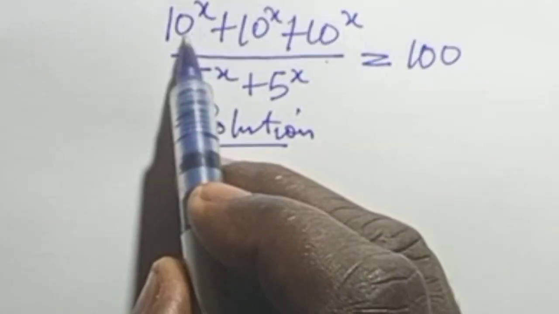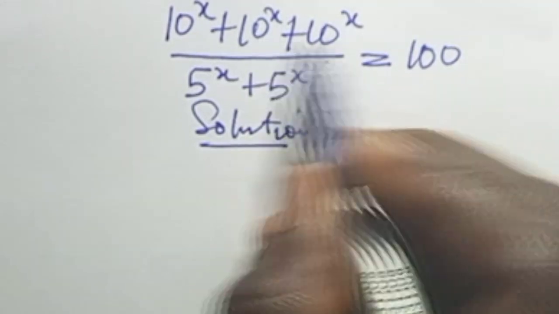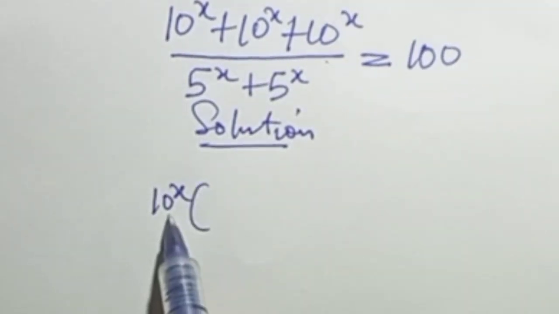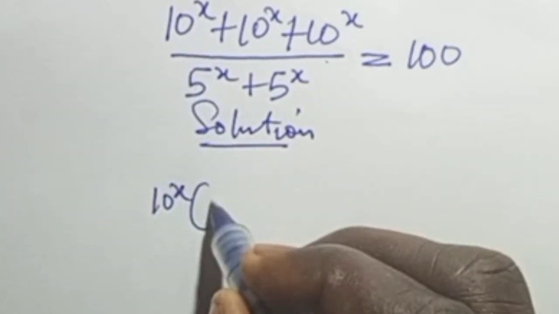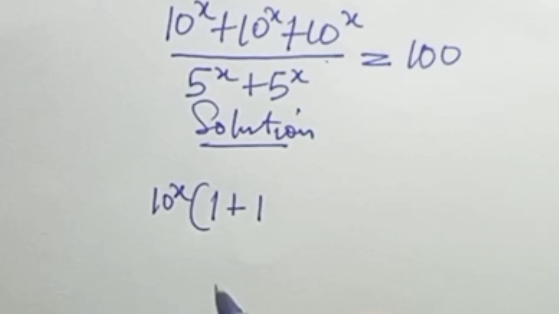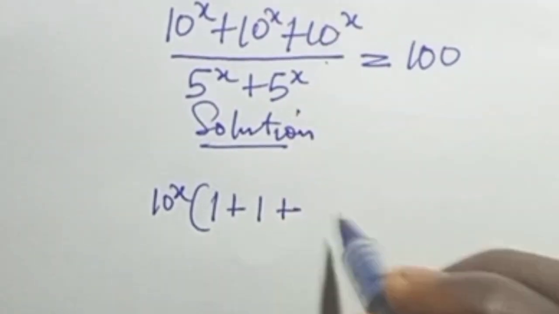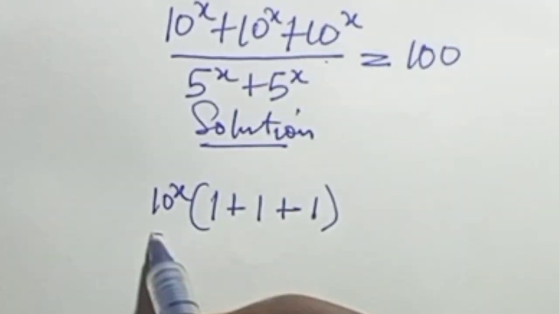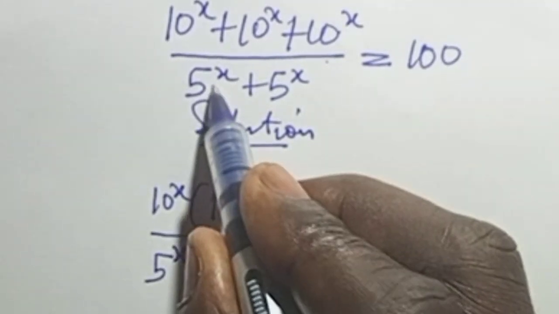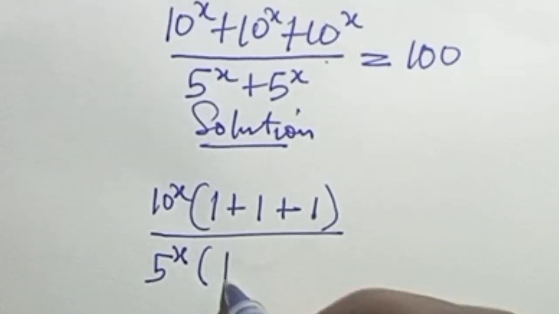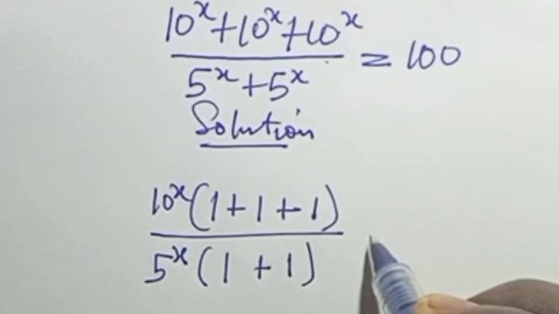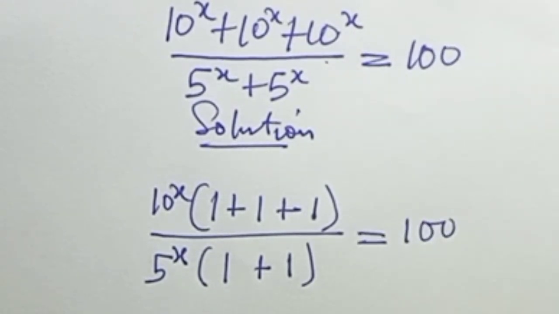If we have 10 raised to power x, we can factor it out from each of the terms. 10^x divided by 10^x will be 1, 10^x divided by 10^x will be 1, plus 10^x divided by 10^x also will be 1, all over, factor out 5^x. 5^x divided by 5^x will be 1, plus 5^x divided by 5^x also will be 1, equals 100.